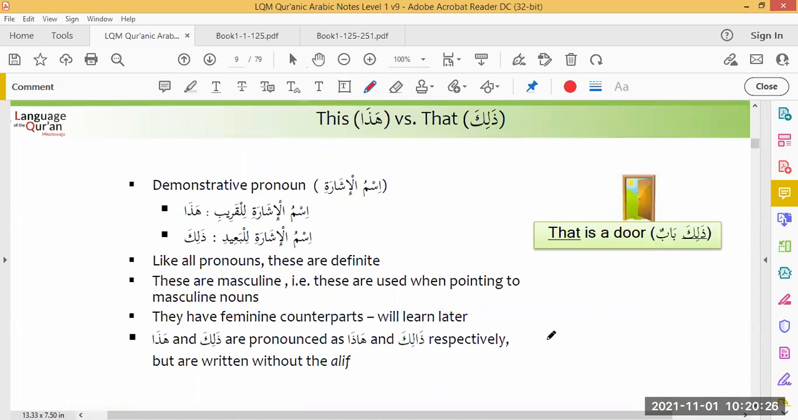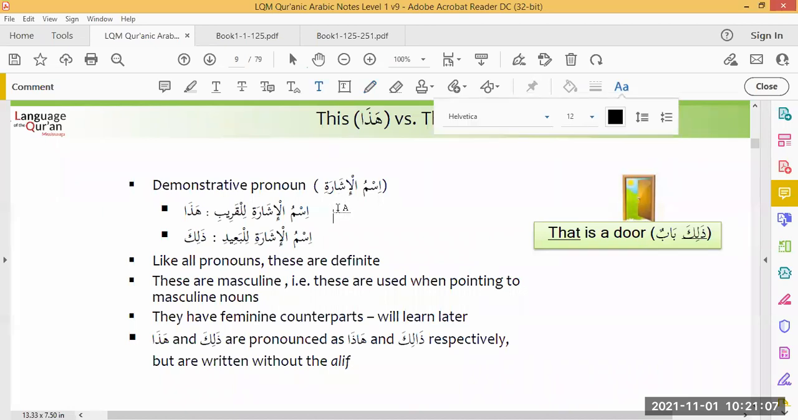Then the next in this lesson, we are learning demonstrative pronouns, ismul ishara. Demonstrative pronouns, ismul ishara, we use to point to masculine and feminine nouns. So ismul ishara we use to point to the nouns. There are two kinds of ismul ishara. Ismul ishara lil qaribi, pointing to the near.